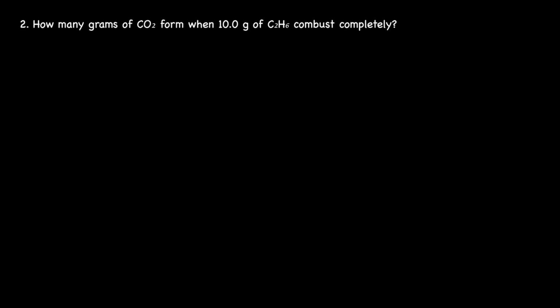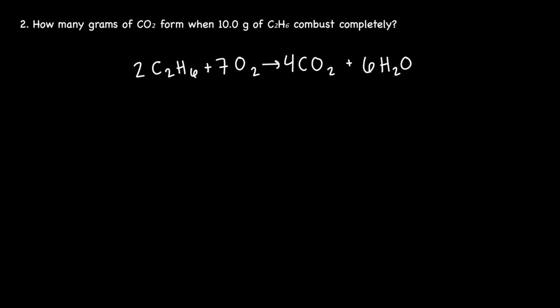Number 2, how many grams of CO₂ form when 10.0 grams of C₂H₆ combust completely? This problem is a combustion reaction because C₂H₆ is a hydrocarbon, and it reacts with O₂ to produce CO₂ and H₂O. To balance, we will need 2 C₂H₆, 7 O₂, 4 CO₂, and 6 H₂O.